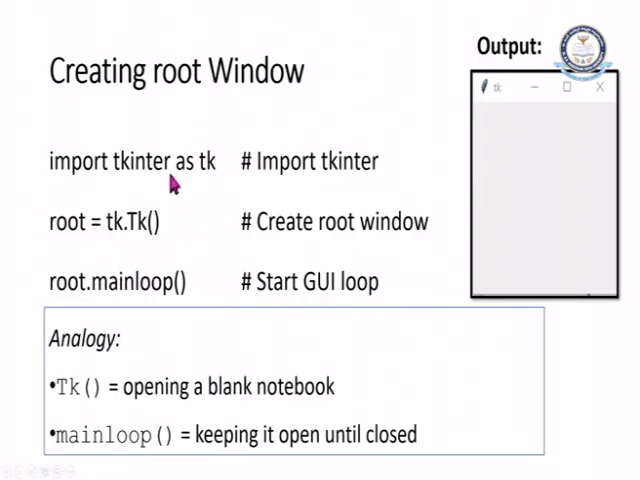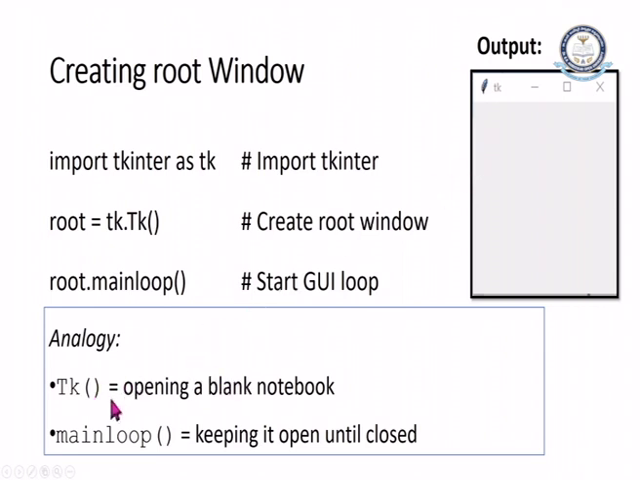After writing this program, save it with any name; .py is compulsory. If you run this, observe here, you will get this type of output. This is the output. A root window is created. And observe one more point here: the default title is Tk, because we are not giving any name manually. Tk is the default name.